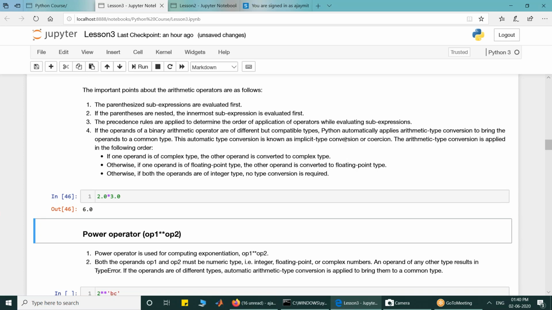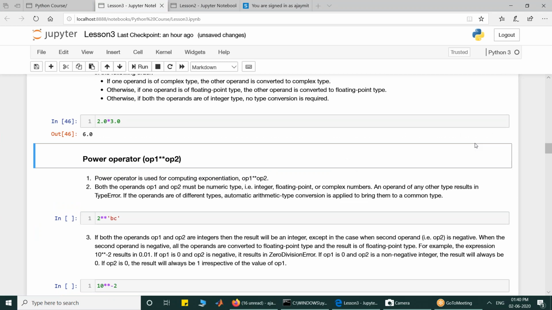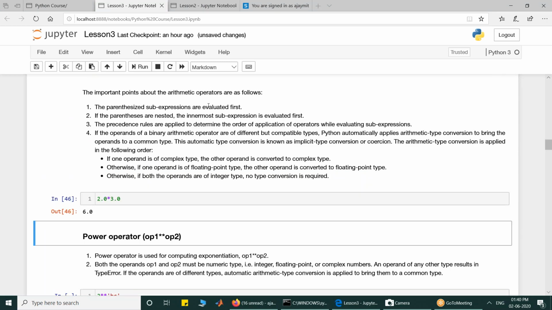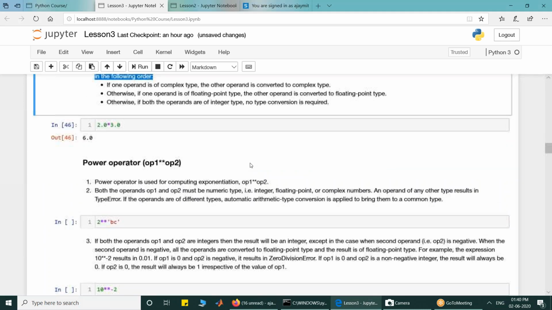Just say on the chat box whether I am clear in my saying. Have you got these rules for the arithmetic evaluations? Please just type y or n.